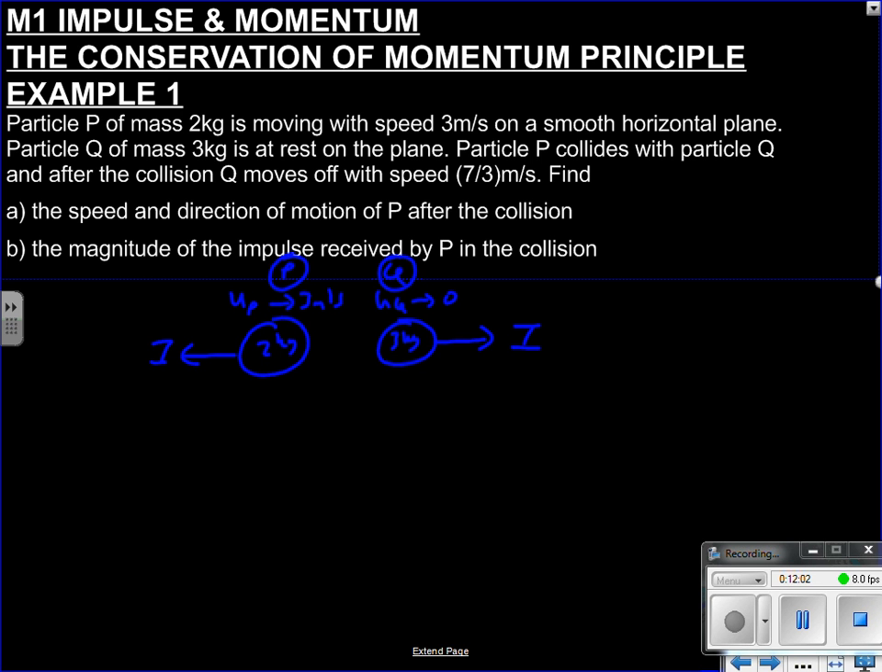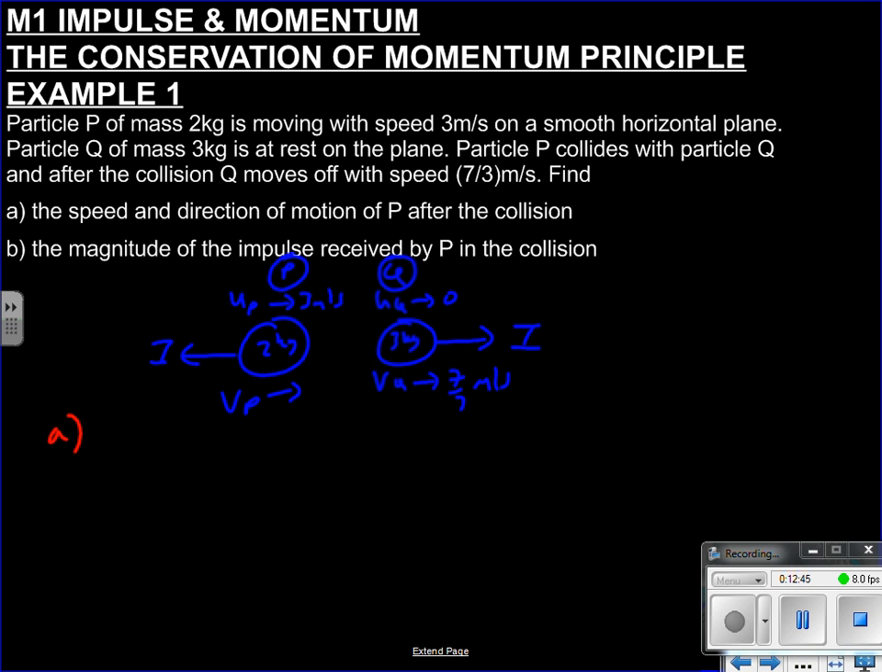And it says particle P collides with particle Q. After the collision, particle Q moves off with speed 7/3 meters per second. So Q is obviously going to go to the right, isn't it? It has to go to the right. It wouldn't make sense if it went to the left. But I don't know the direction that VP goes. I don't know if the balls collide and then P starts going that way and Q starts going that way, or if Q starts going that way and P follows but at a slower speed. I don't know. So all I can do is guess, and I'm going to guess that it's going to the right. And I don't know though. The maths is going to tell me what it's going to do.